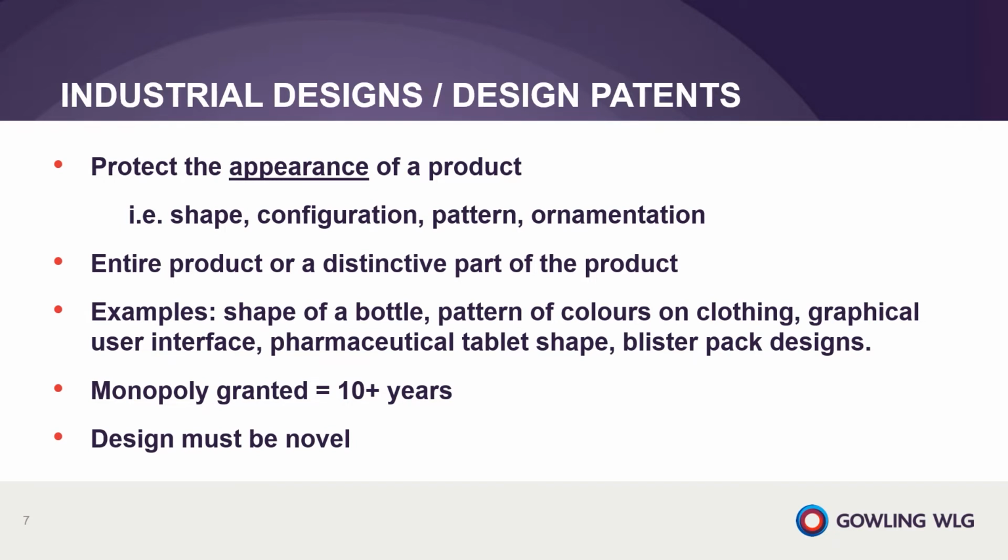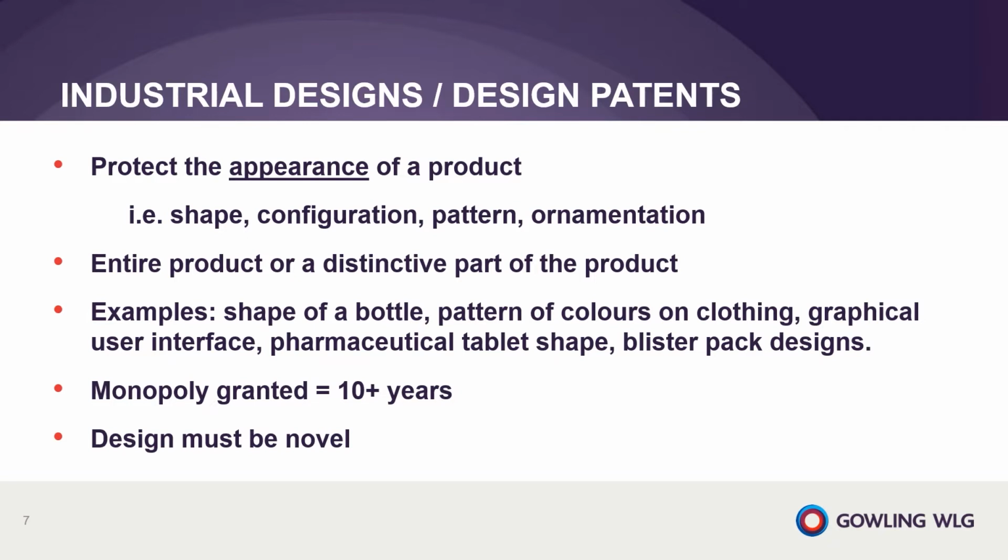For example, industrial designs can be used to protect the shape of a Coca-Cola bottle, a distinctive pattern of colors on clothing, or the appearance of a graphical user interface of an app. In the life sciences, two examples are the shape and markings of a pharmaceutical tablet, or the design of a blister pack. The monopoly granted for industrial designs is less than that of patents, generally 10 to 15 years.